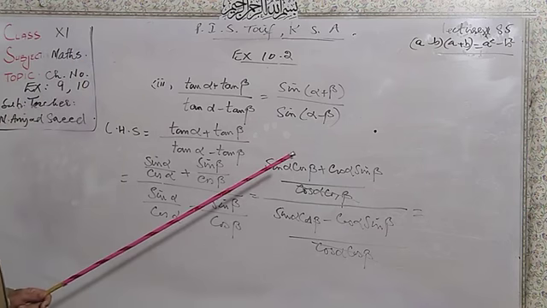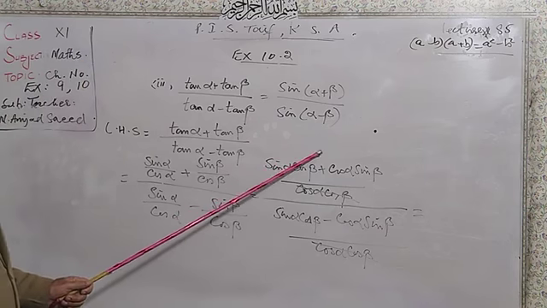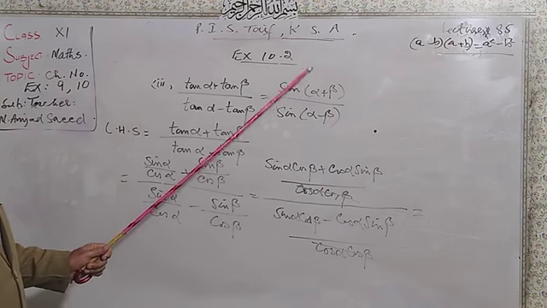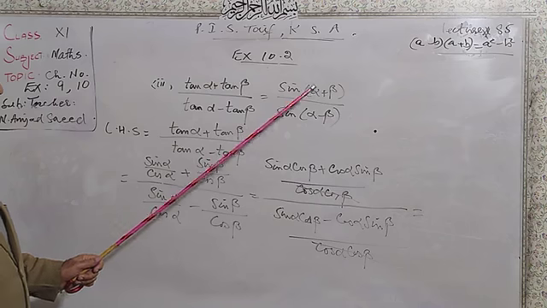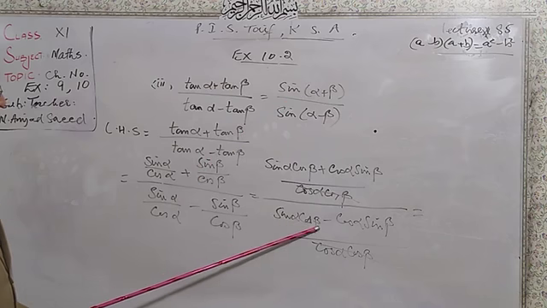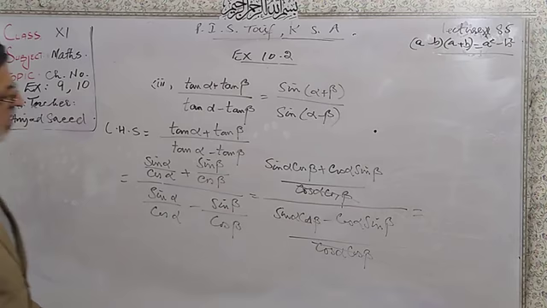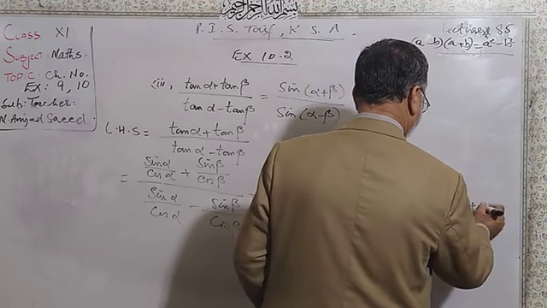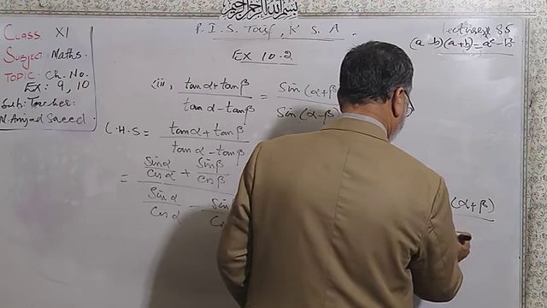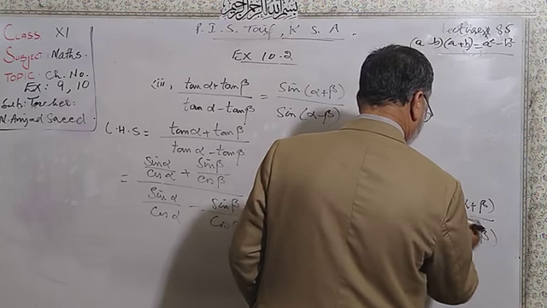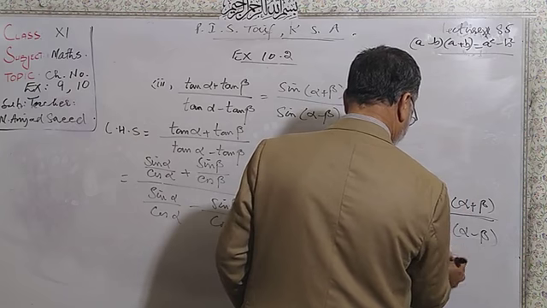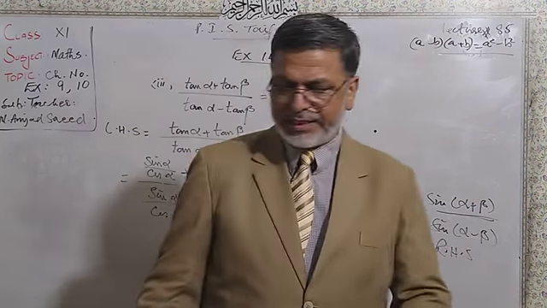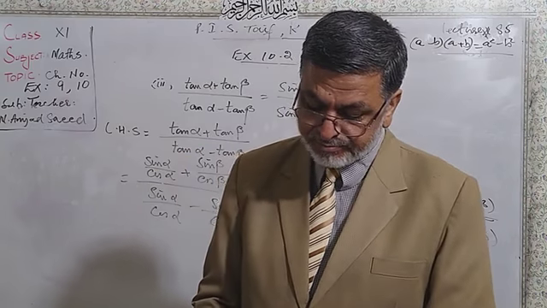Now dear students, you can check this formula. Sine alpha cos beta plus cos alpha sine beta is equal to sine alpha plus beta. This is the formula. Similarly, sine alpha cos beta minus cos alpha sine beta is equal to sine alpha minus beta. This is sine alpha plus beta over sine alpha minus beta. That's your right hand side. So that was your question number 7.